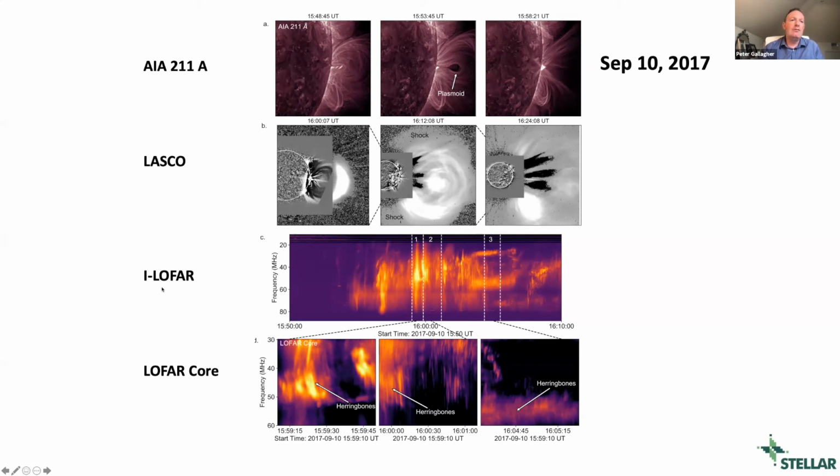But with I-LOFAR and with the LOFAR core, you can take high resolution. With an international station, you can look at the dynamic spectra, and it is a complete mess. But if you zoom in with the core, you can see all kinds of drifting features. So forward and reverse drifting features here, these are called herringbones, and that can tell you about particle beams going downwards and going upwards. And later on, we'll talk about the different types of mechanisms that can produce them.